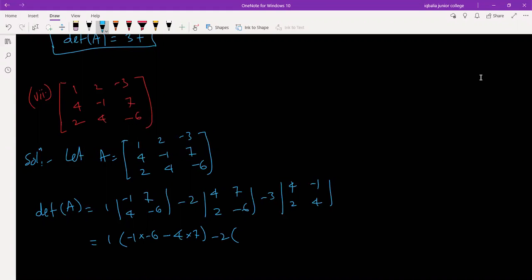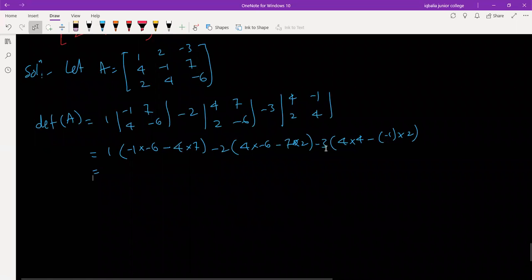into 7 is minus 2. 4 into 4 minus into 6 minus 6, minus 7 minus into 7 into 2, 2 minus 4 3 into 4 4, into 4 minus minus minus 1 minus into 1 into 2. Okay, so here let's see the next step.